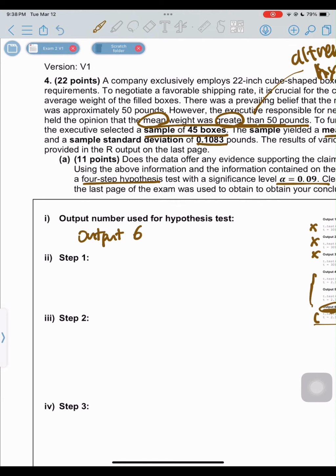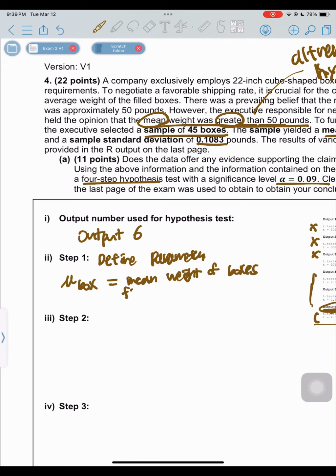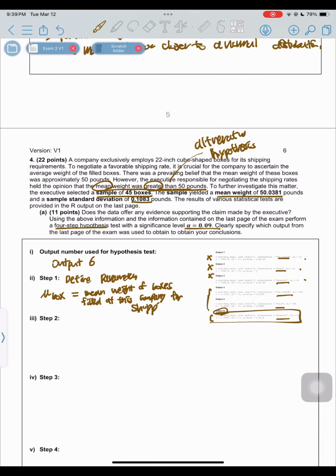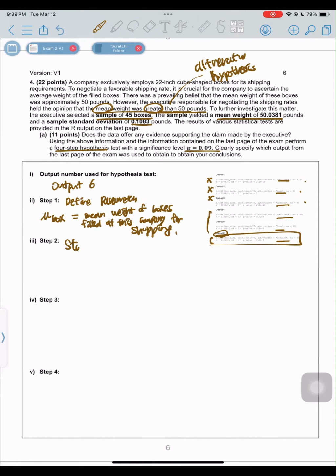hypothesis test. In step 1 you have to first define the parameters. So let's do mu of box as the mean weight of boxes filled at this company for shipping. Now in step 2, you have to state the hypothesis. So H naught, mu of box, and HA. Our alternative hypothesis has to be greater, so it's going to be greater than 50 for our HA. And the null hypothesis is the opposite of the alternative, so it's going to be less than or equal to 50.